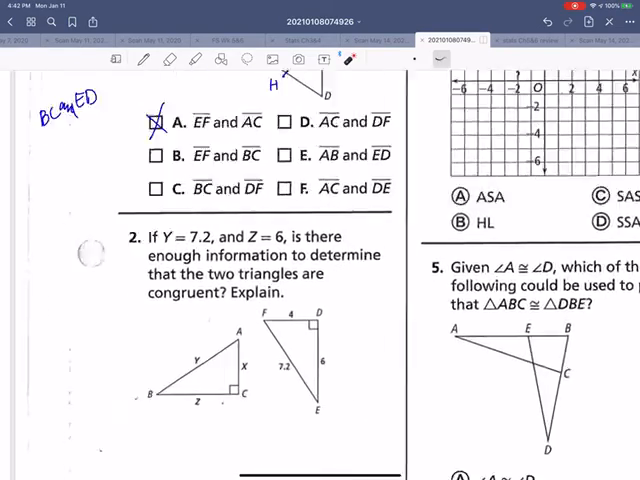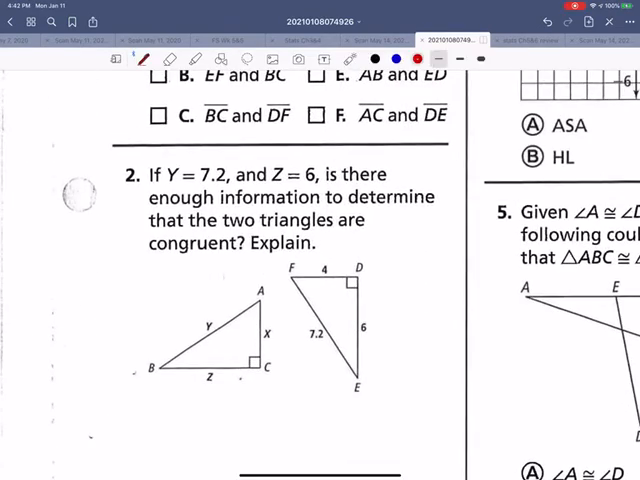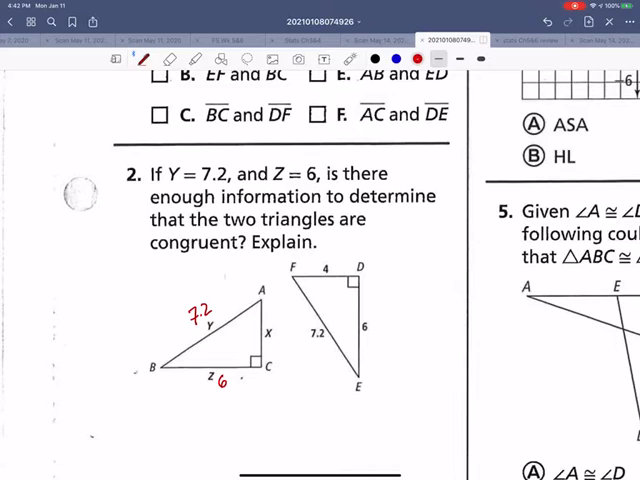Question number 2, if y is equal to 7.2, so we can add that to our picture, and z is equal to 6, okay? Is there enough information to determine that the two triangles are congruent? So let's take a look. They have an angle that's congruent, right? A right angle. They have a leg that is congruent. And it looks like, yep, they have a hypotenuse that's congruent. So 2 of their sides are equal.